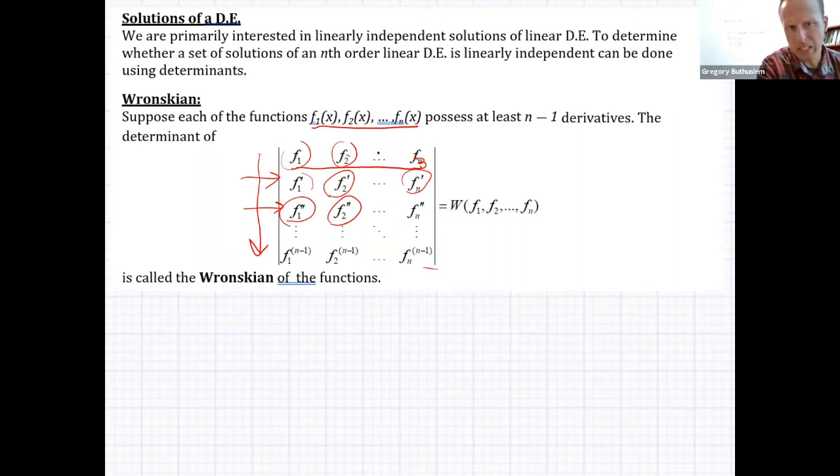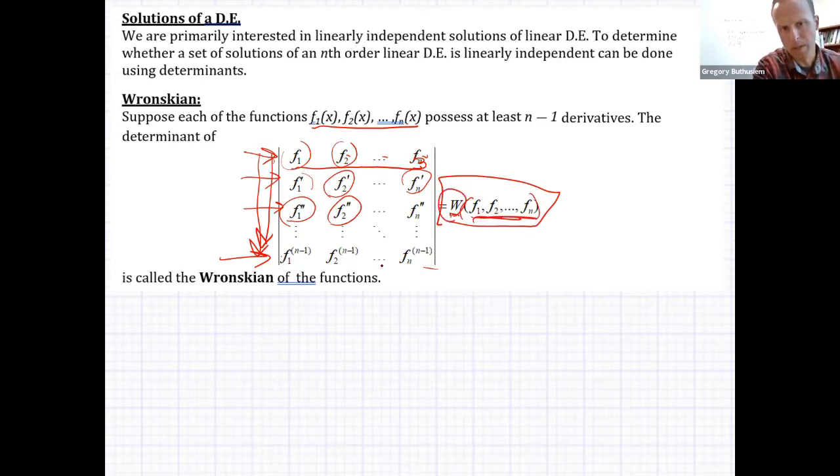So if I had 6 functions, I'd have to go all the way down to the 5th derivative. Remember, this is the first row, so I need to go to 5 rows total. First, second, third, fourth, 5th derivative. So with 6 functions, I would go down to the 5th derivative. Anyway, once I get this square matrix here, I find the determinant of this matrix, which we're going to call the Wronskian, and we're going to use this notation, capital W of the functions. The Wronskian of these functions. I'm going to find that, okay? Whatever that is.